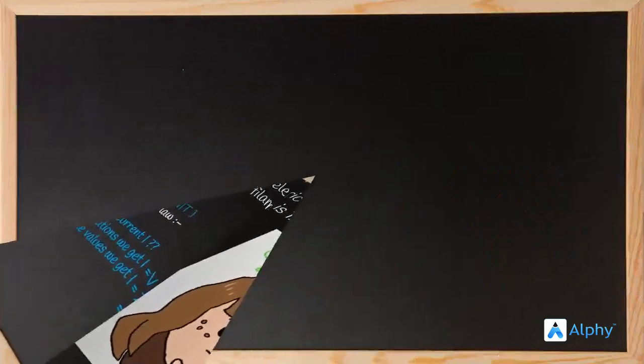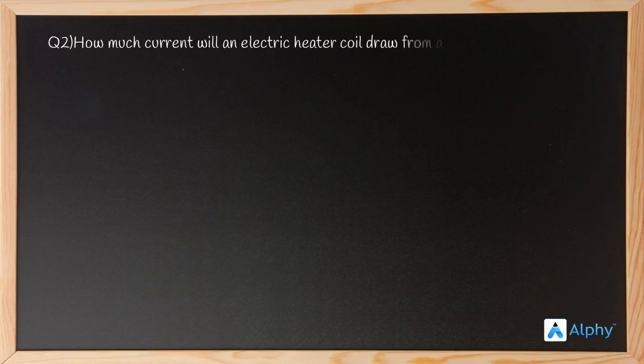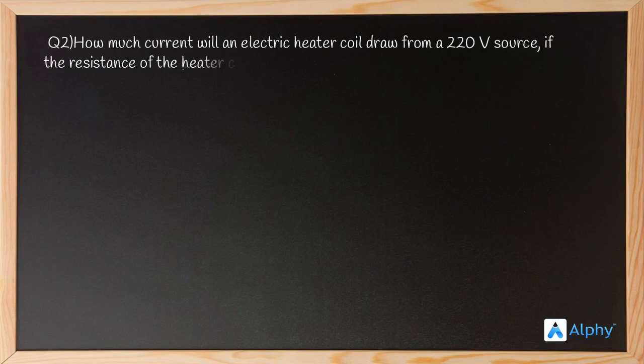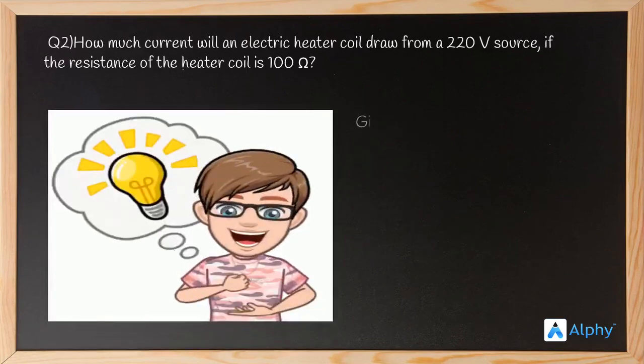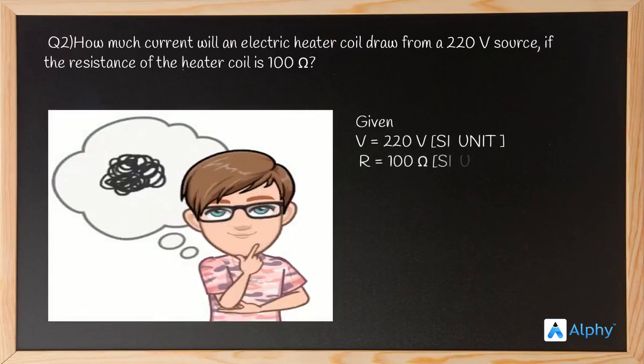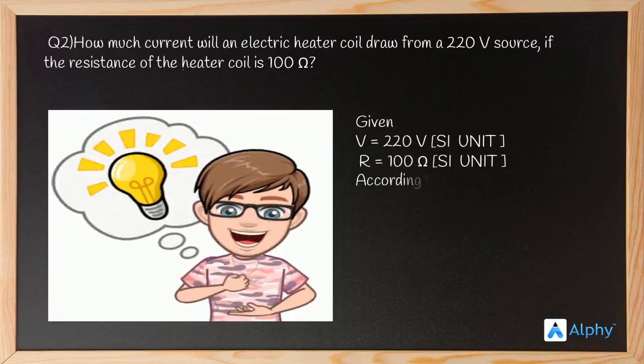Now let us look at part B, the next question. How much current will an electric heater coil draw from a 220 volt source if the resistance of the heater coil is 100 ohms? It is more or less a very similar question. Again we need to calculate the current, so again we use Ohm's law. It is already given V is equal to 220 volts and R is 100 ohms. So both are in SI units.